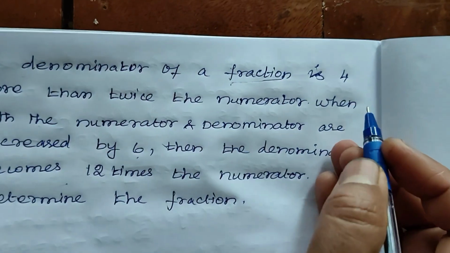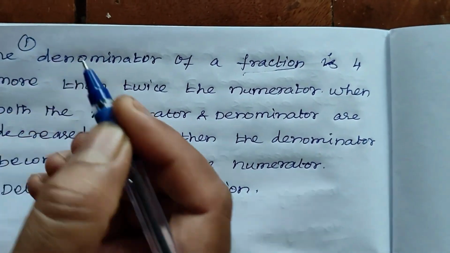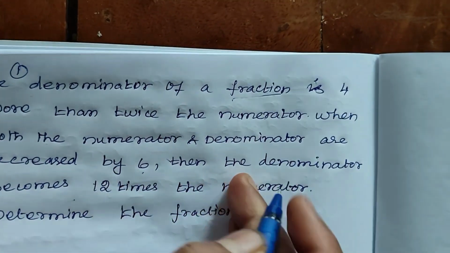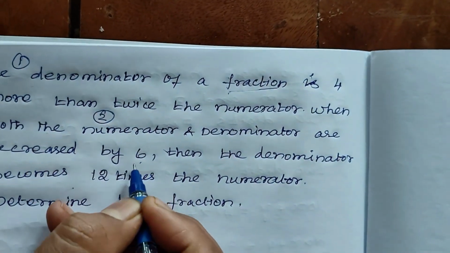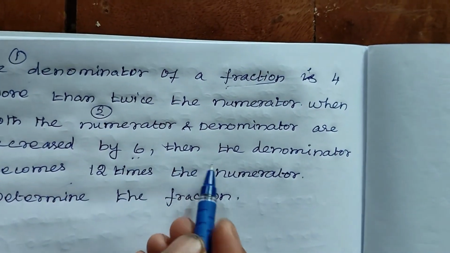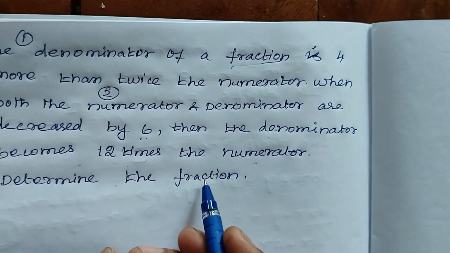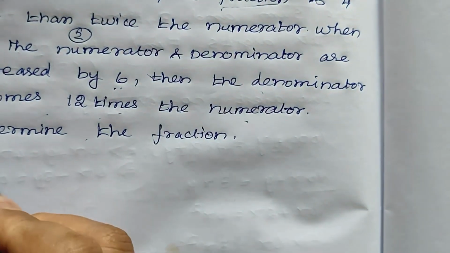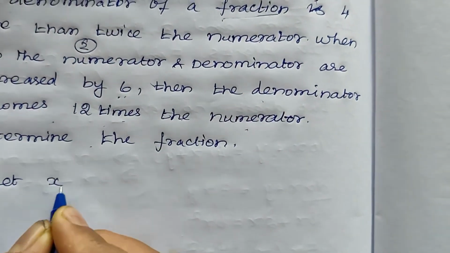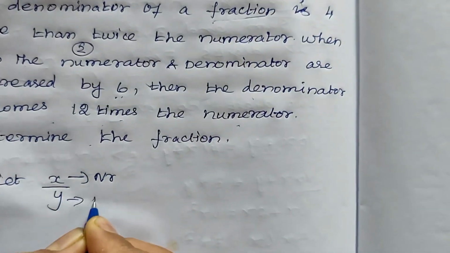So here two conditions are given. Here is the first condition. Then the second condition: both the numerator and denominator are decreased by 6, then the denominator becomes 12 times the numerator. Determine the fraction. So we have to find the fraction. First, let the fraction be x by y. Here x is the numerator and y is the denominator.